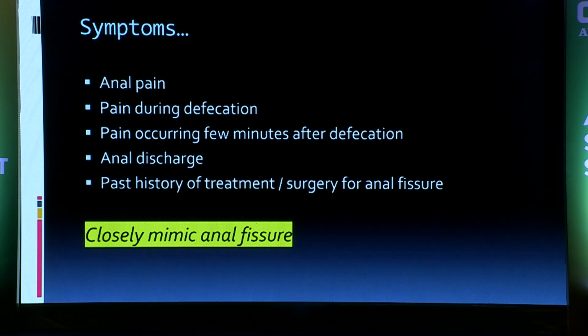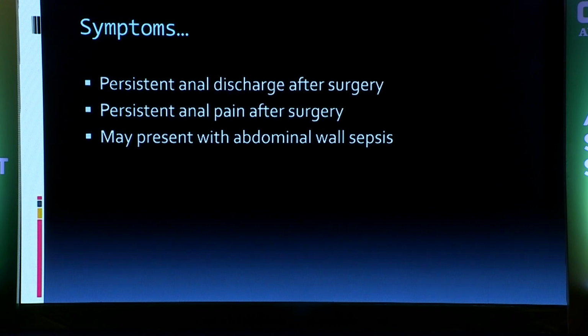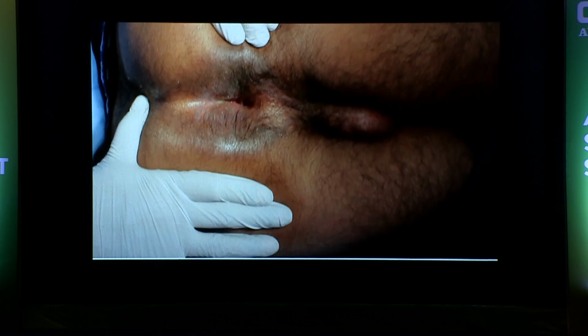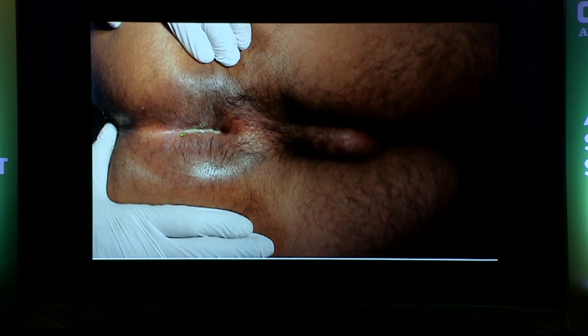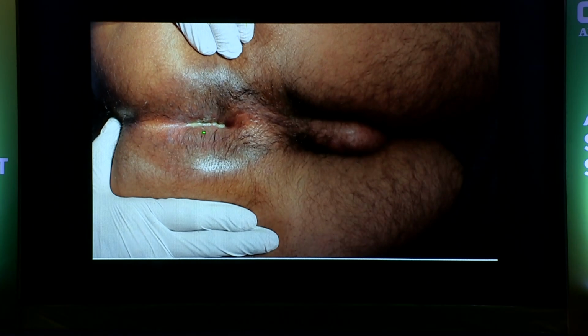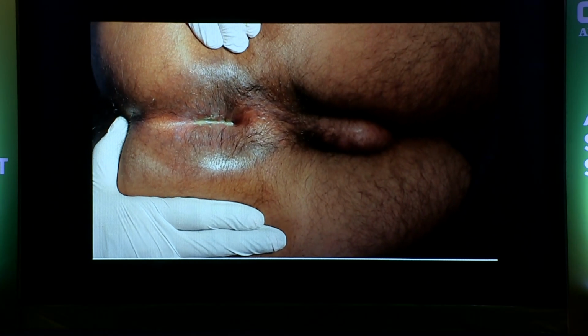So the moment I examined him, I'll just show you this. In this position and strain, you can see this pus coming out. This is very typical of an intersphincteric fistula.